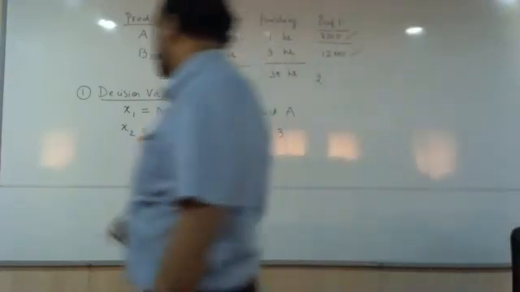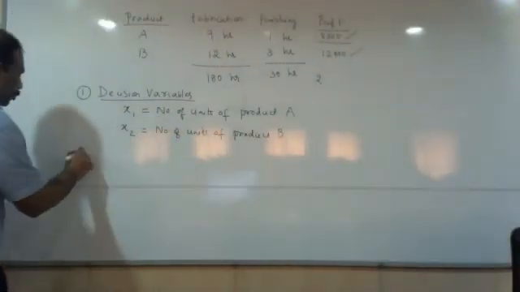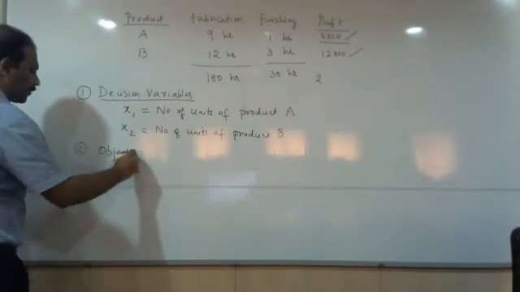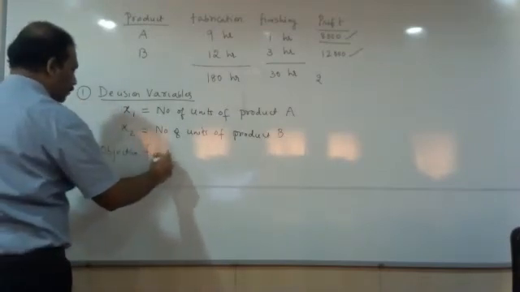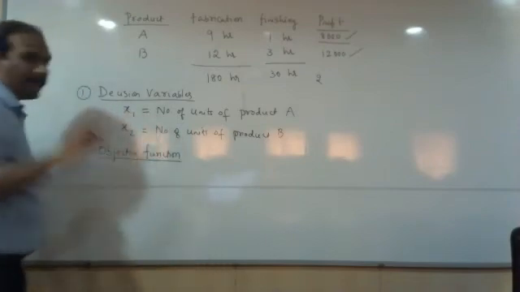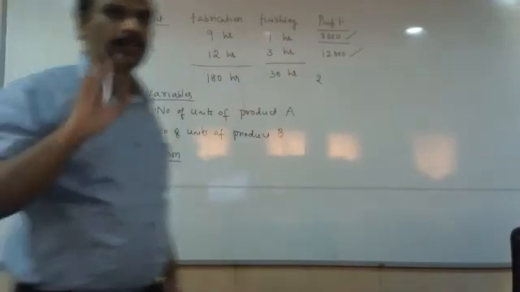Now we'll come to step number 2. What is step number 2? The step number 2 is nothing but the objective function. You are supposed to define the objective function. This is exactly where your maximization and minimization come into the picture.